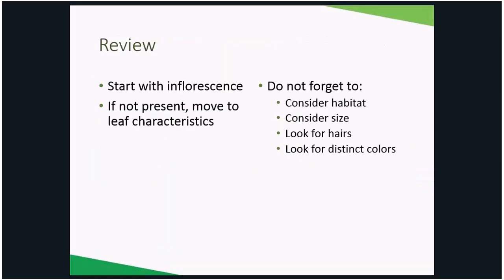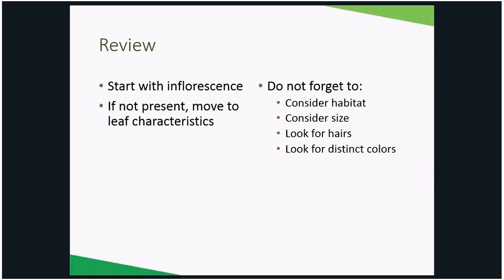Okay, so to review again, when starting to identify a grass, I know I've given you a whole bunch of information today and a whole lot of examples, but a good place to start is with that inflorescence, so that flowering part of the grass. And if that's not present, then we're going to move to some leaf characteristics. Other things to keep in mind is not to forget the habitat of where we're looking at that grass.